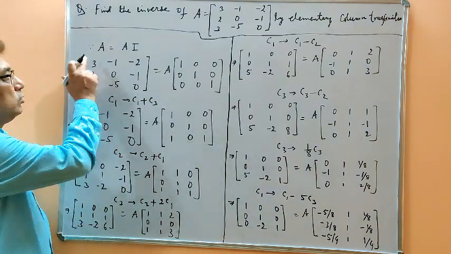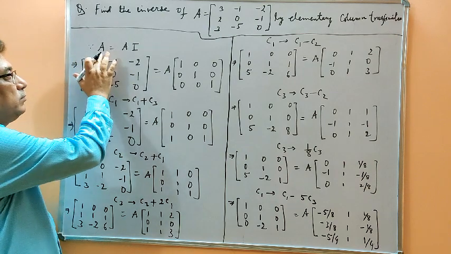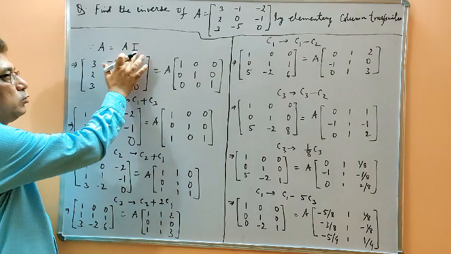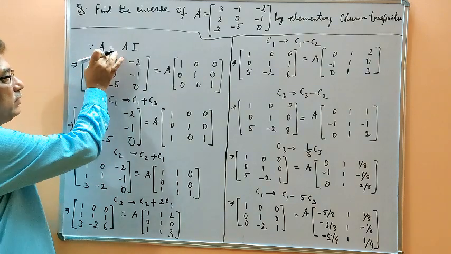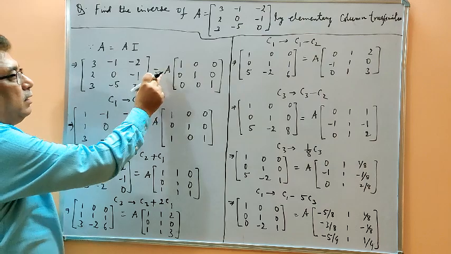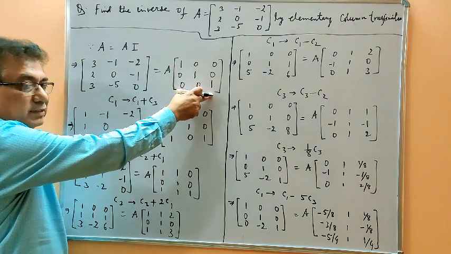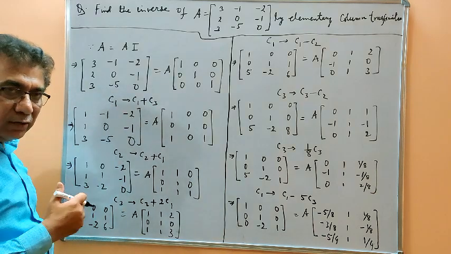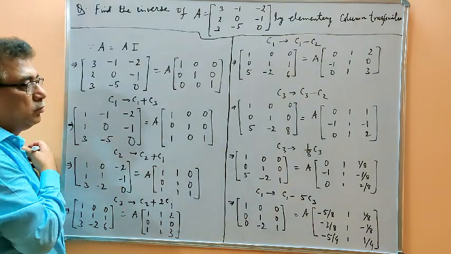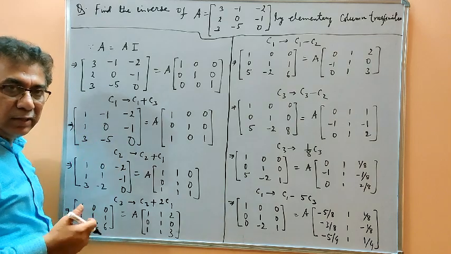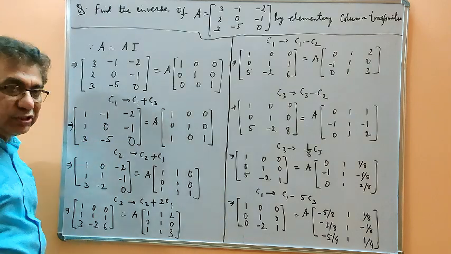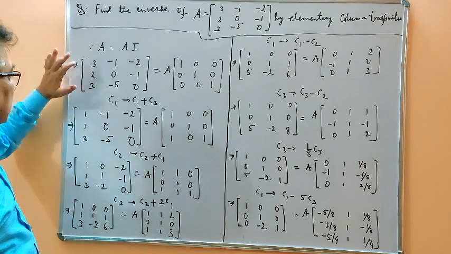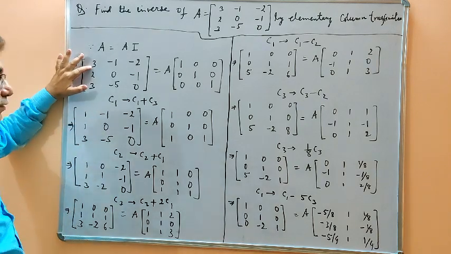So now I'm following the algorithm. We have to express the given matrix as a product of A into I, where A is the given matrix. Then I've written the value of A, and the identity matrix of order 3 on this side. Now we go for the algorithm in which we have to obtain 1 and 0 at different positions. The first step says that you have to make this element, which is A11, as 1.